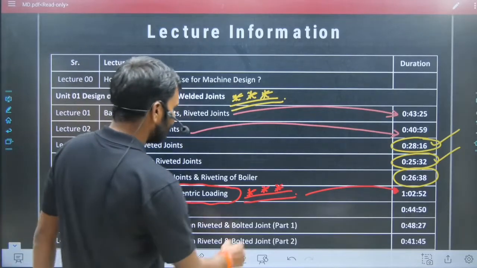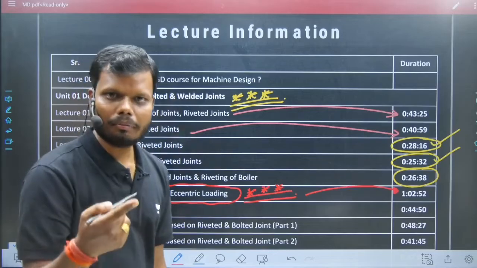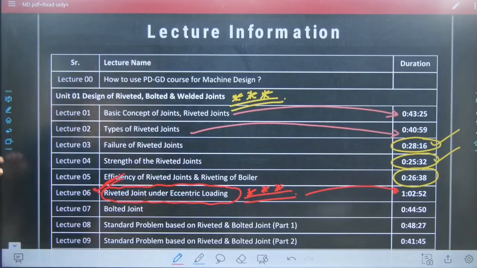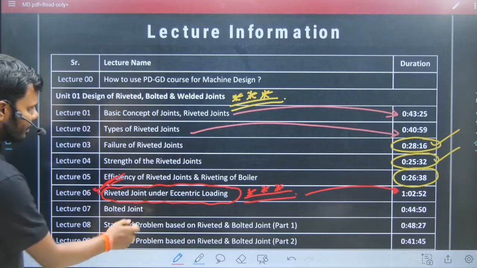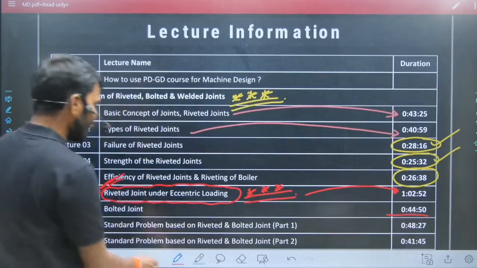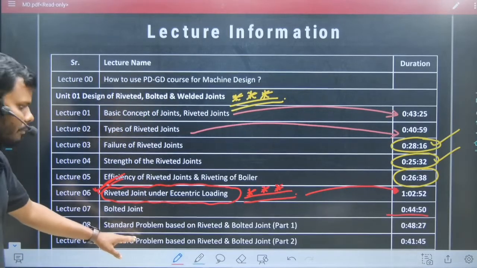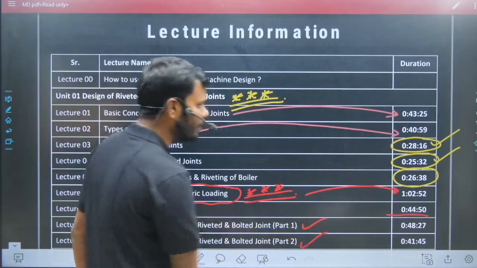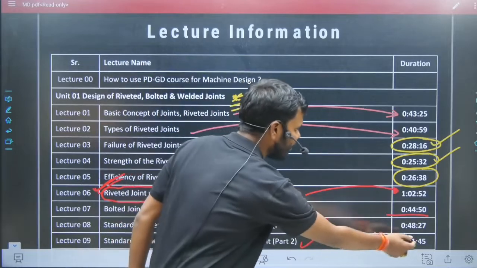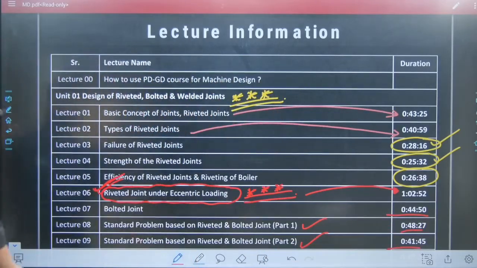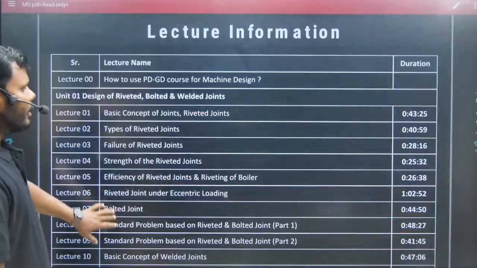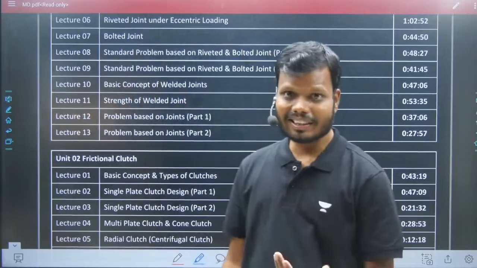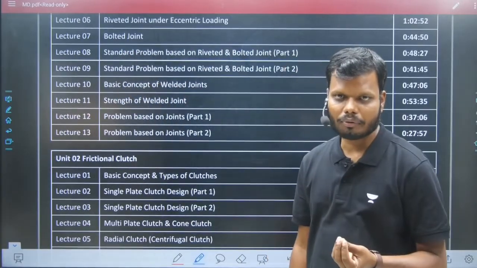Numerical as well as theoretical problems are asked in the GATE examination. Next, bolted joints are covered in 44 minutes 50 seconds, and problems based on riveted and bolted joints, part 1 and part 2, will be covered in 48 minutes and 41 minutes. Clear that point? So that is the table of contents of machine design, which is very helpful for your study and analysis, and shows which topics are very important for the GATE examination.